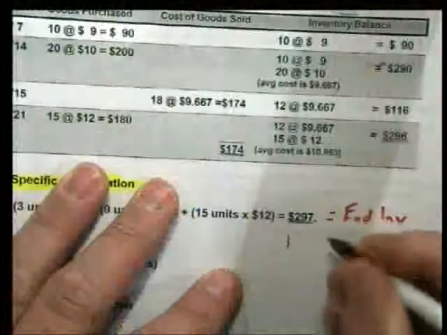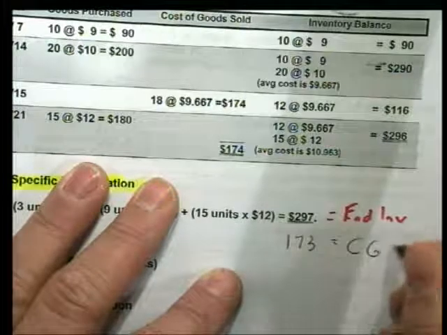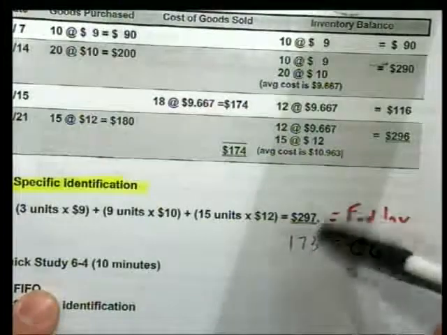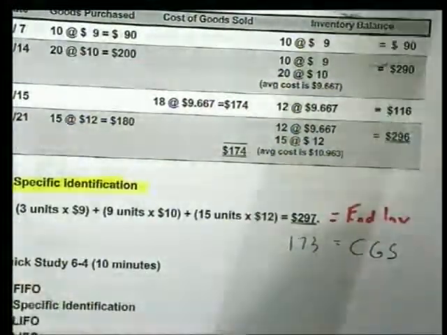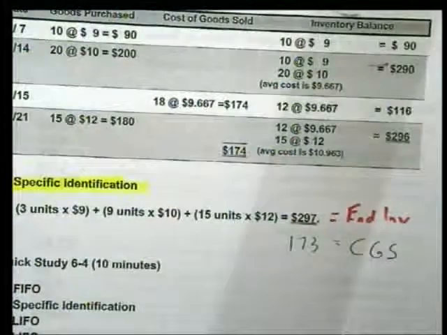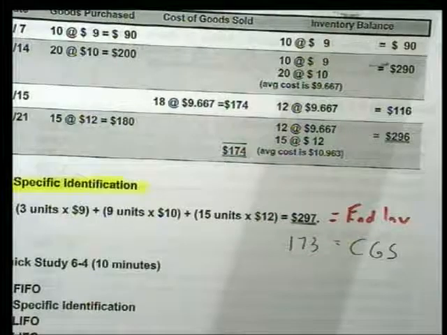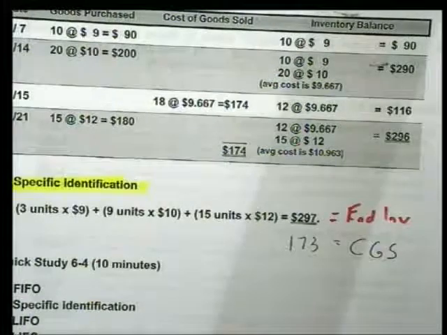So it doesn't ask for it, but 173 would be the cost of goods sold. Again, that plus that equals 470. In each one of those examples, the cost of goods sold for the period plus the ending inventory equals 470. It's a great way to check your work. Make sense? All right, good job.